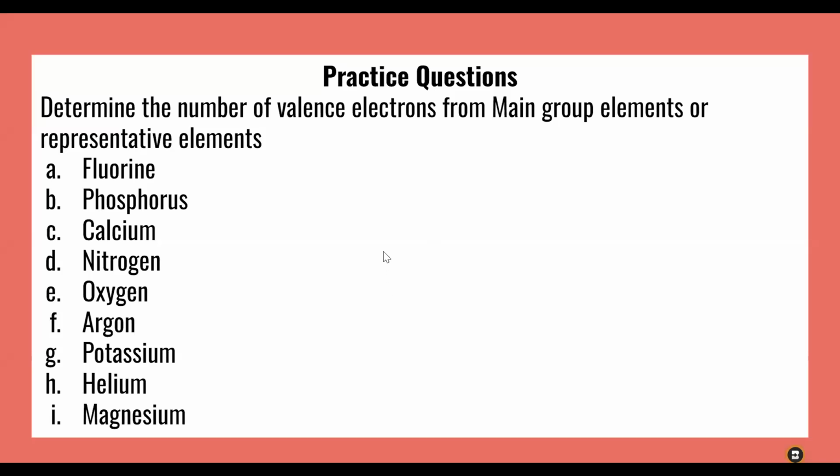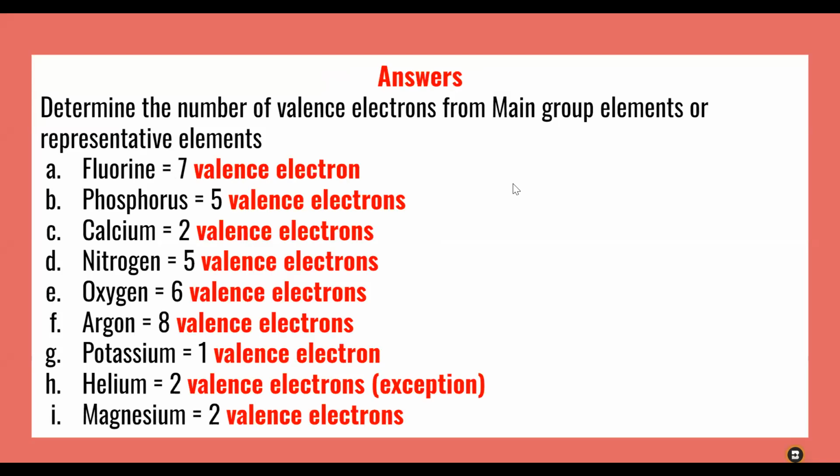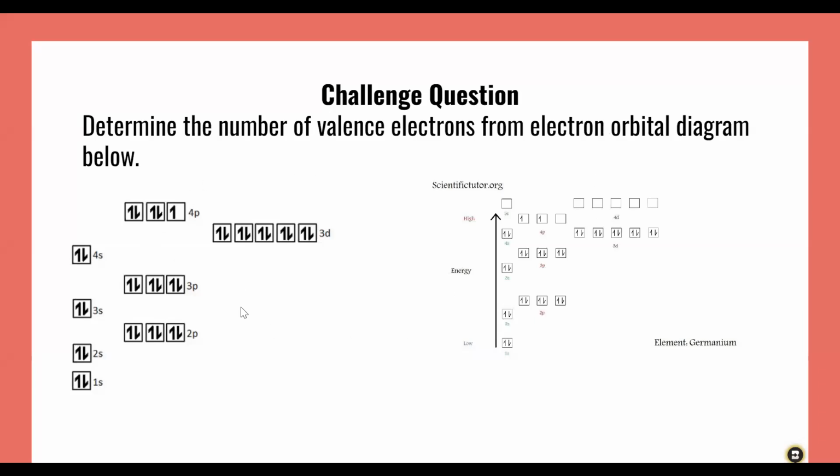Now, using the main group periodic table, I'd like you to write the number of valence electrons for all these elements. Pause the video. Hopefully you got these answers. Then I have this challenge question for you. Try to do it. There's no answer for this, but I believe you understand it.